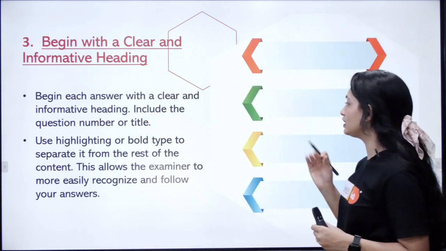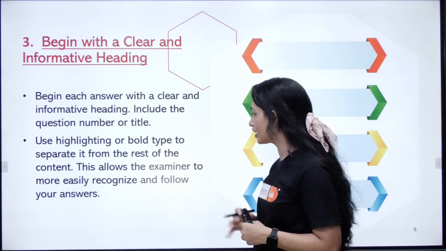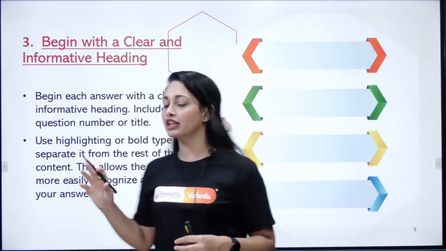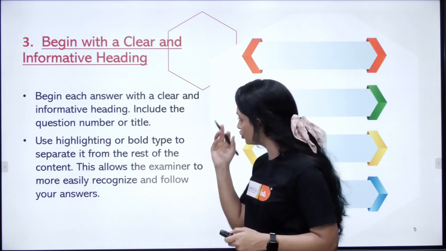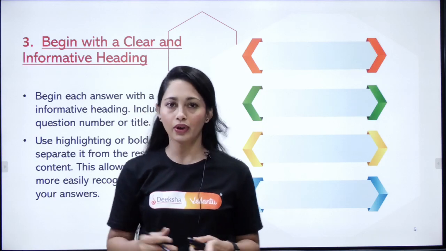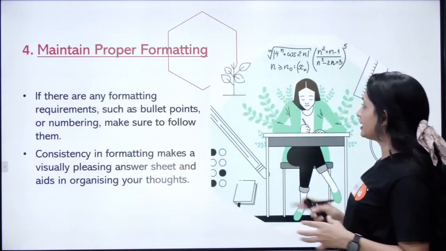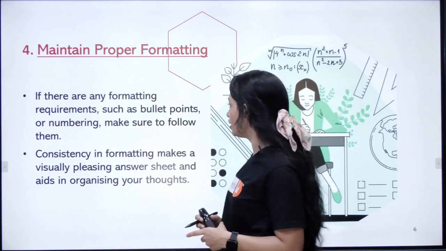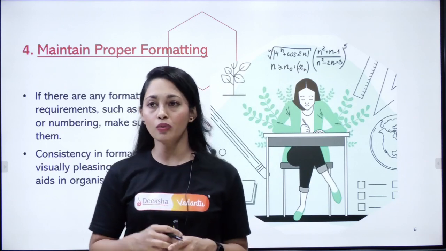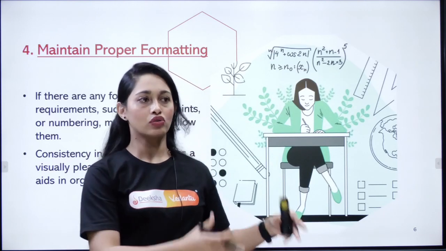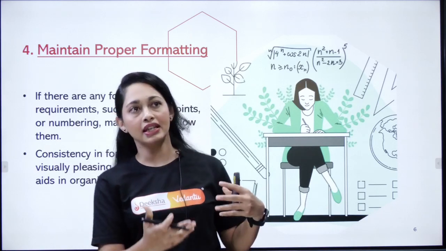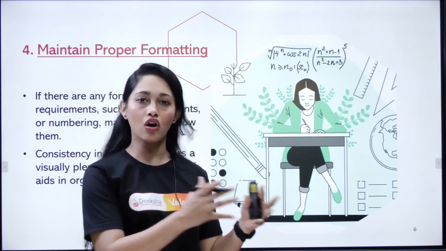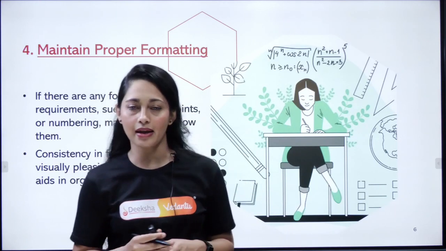Use highlighting or bold type to separate it from the rest of the content. This allows the examiner to more easily recognize and follow your answers. Only if time permits you can do this, otherwise there is no need, you can just underline it. And maintain proper formatting. If there are any formatting requirements such as bullet points or numbering, make sure to follow them. If they ask you to mention points, let's take the example of chemistry itself: distinguish between functional groups, alcohols and carboxylic acid, just a hypothetical example.